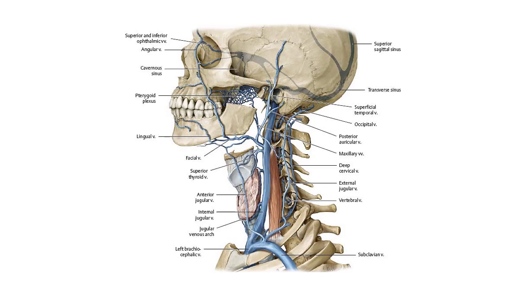Next, this picture will show you the anatomy of the internal jugular vein. So the internal jugular vein will drain the deeper structures of the head and the neck. Let's start at where the internal jugular vein drains into the left brachiocephalic vein. The left brachiocephalic vein is formed at the fusion of the internal jugular vein and the left subclavian vein.